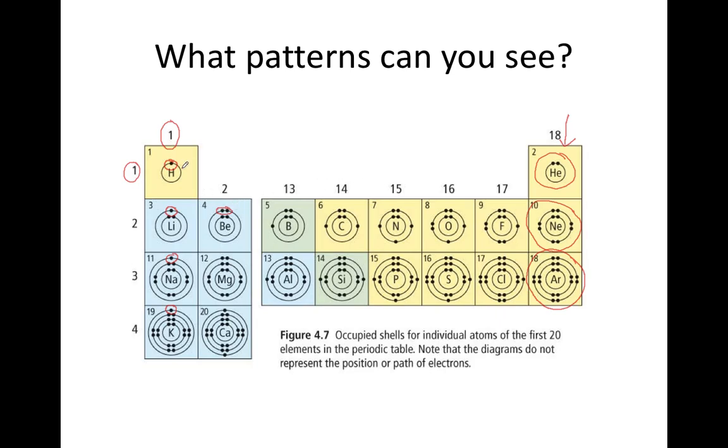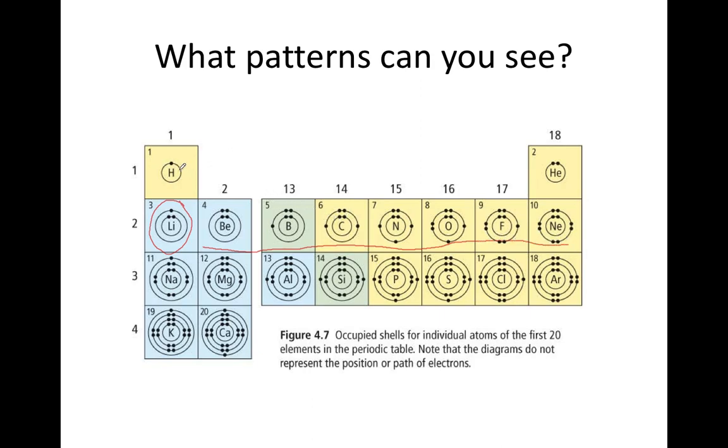Other patterns that you can see as you go down a family or group, the number of shells increases by 1 each time you go down. And if you go across a period, the number of shells is the same for each element. So hydrogen has one shell, helium has one shell, and lithium has two, and all of these elements in the second period all have two shells.